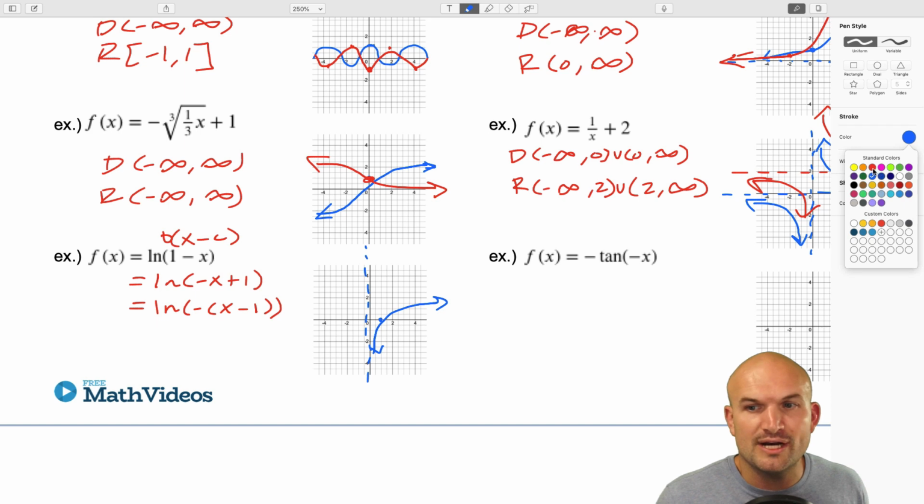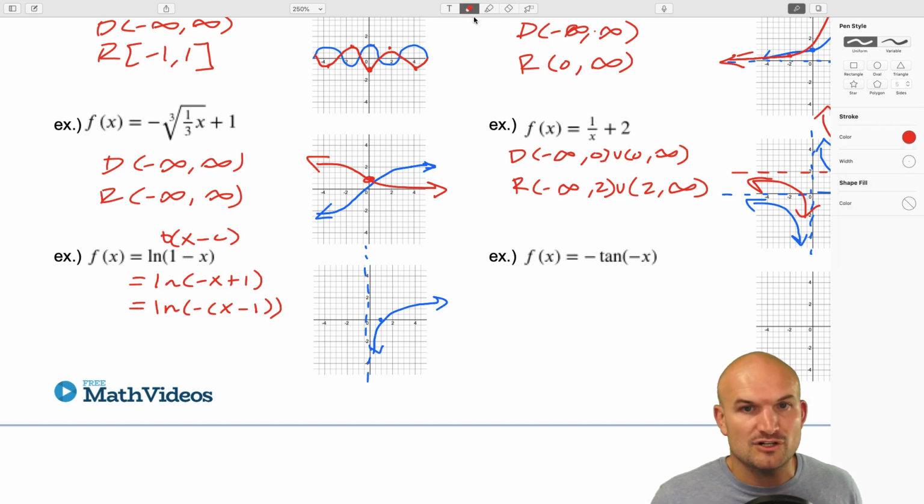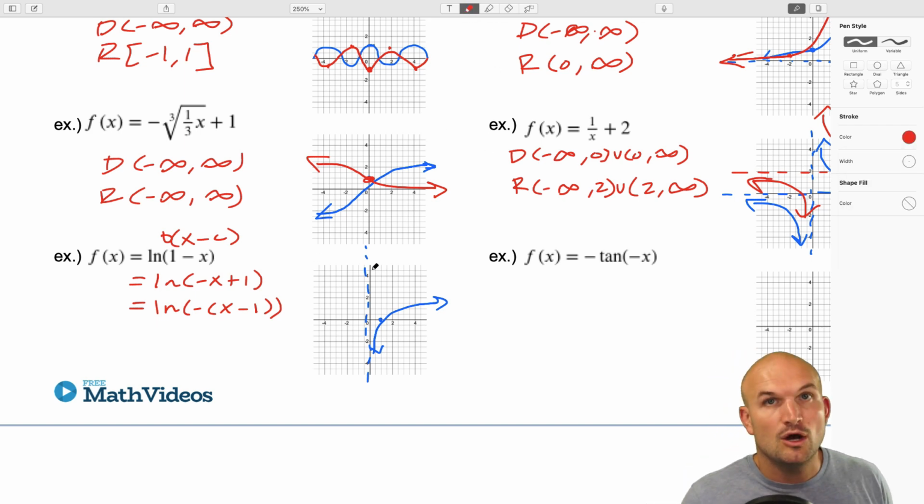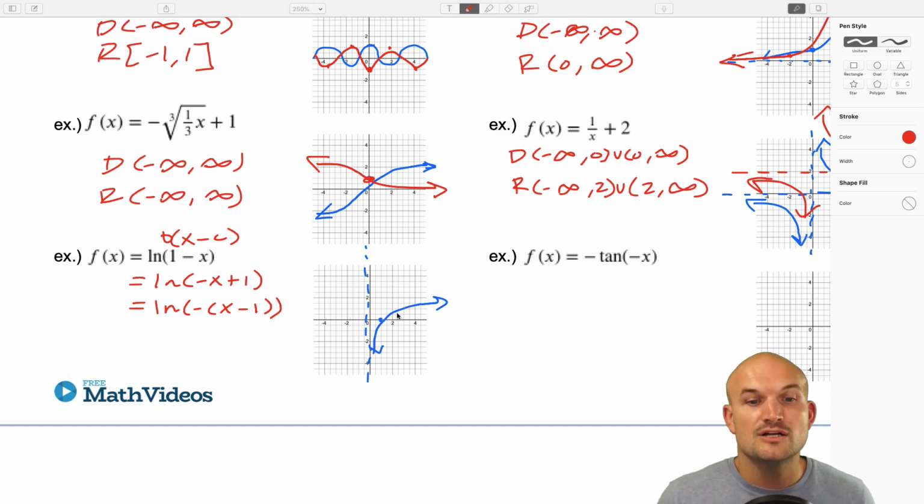And then also we are subtracting a 1 inside the function. That means the graph is going to be shifted 1 unit to the right. So we can apply the reflection first and then apply the transformation. So if I reflect this graph over, the asymptote doesn't change, but now I have a new point of (-1, 0). And then I would shift it over 1 unit to the right.